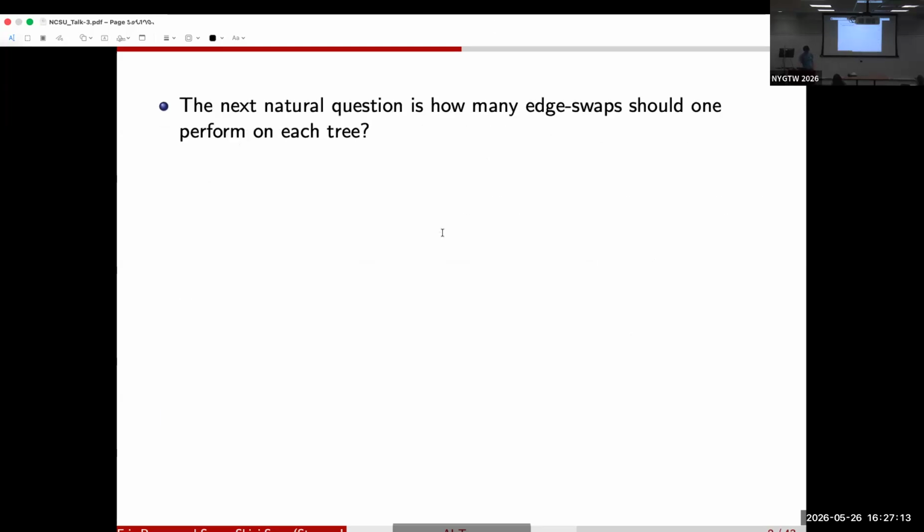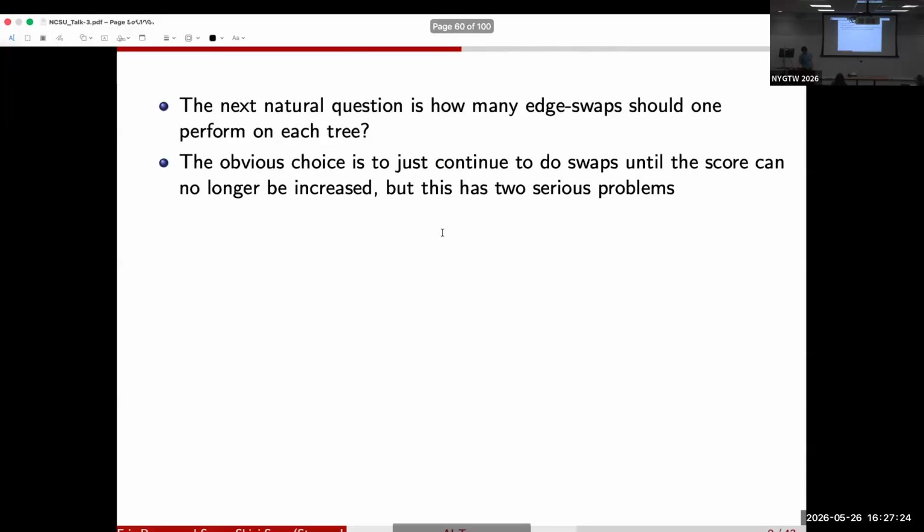Okay, so the next natural question is how many edge swaps should one perform on each tree? Remember, one edge swap is just one edge swap, and I said back then that we did 10. Where did that number come from? The obvious choice is just to continue to do swaps until the score can no longer be increased. Just swap your heart out until you literally can no longer improve.